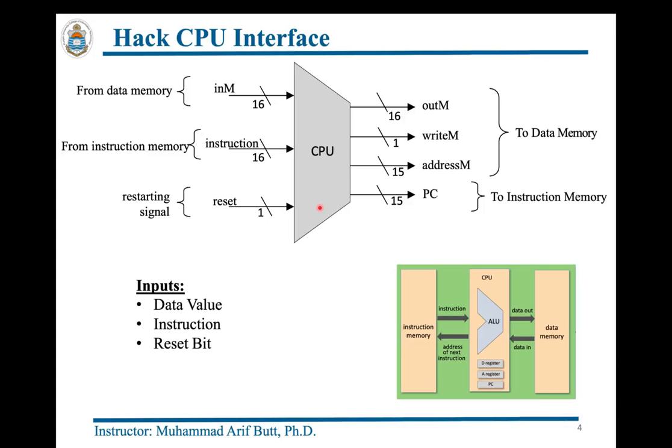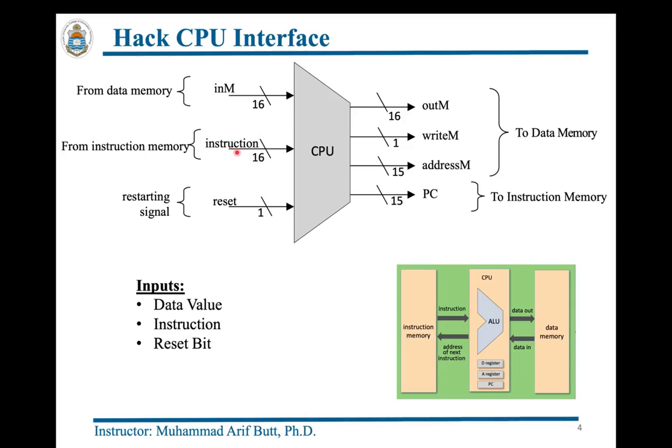Dear students, this slide shows the hack CPU interface. At the right bottom, this shows the overall hack architecture, and we have to remember that this CPU does not work in isolation. It is connected to other devices inside the computer, especially to both the instruction memory as well as the data memory. If you observe the hack CPU interface, you can see that it has 3 inputs coming from 3 completely different sources. First of all, this 16-bit data value named inM is coming from the data memory or RAM unit, and this is the value on which the CPU is going to operate.